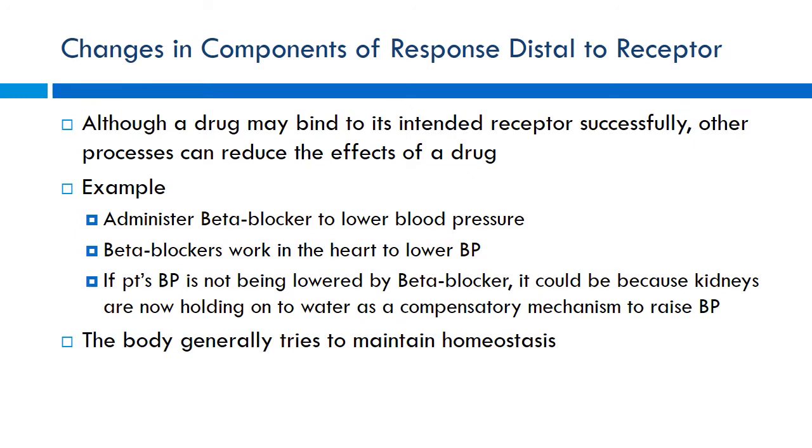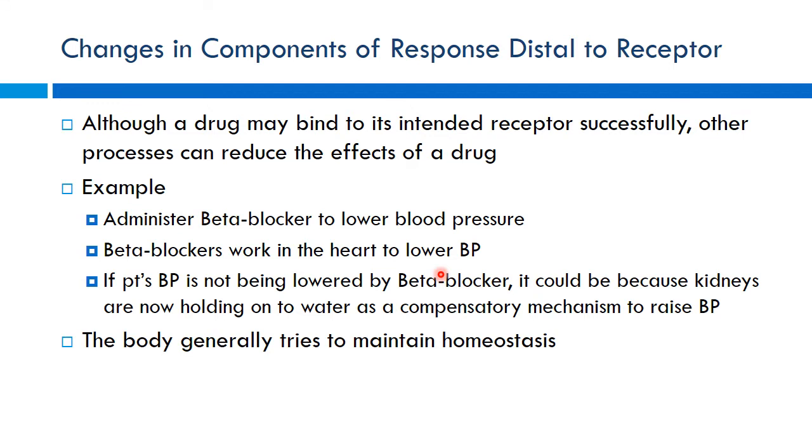Okay. So even though a drug is going to bind to the intended receptor successfully, you can find other processes will reduce the effects of that drug over time. And again, going back to homeostasis, your body likes to maintain a normal, whatever its normal happens to be. Here we're going to be giving another beta blocker to lower blood pressure, working in the heart. But over time, you may find that blood pressure is not really lowering as much as you would expect based on the dose of the beta blocker that you gave. And that could be due to compensatory responses elsewhere in the cardiovascular system.